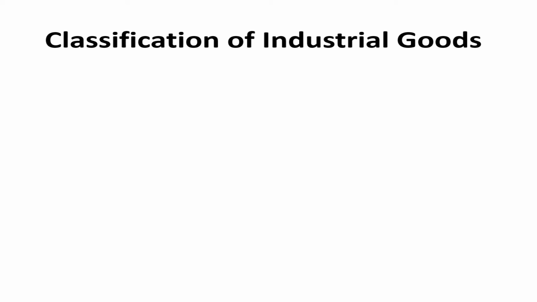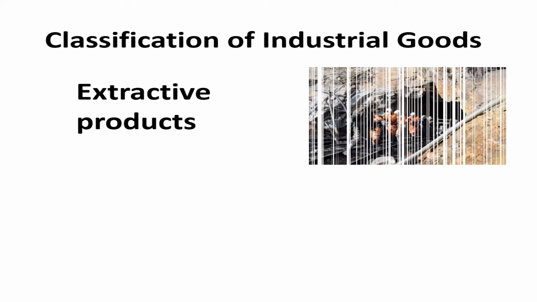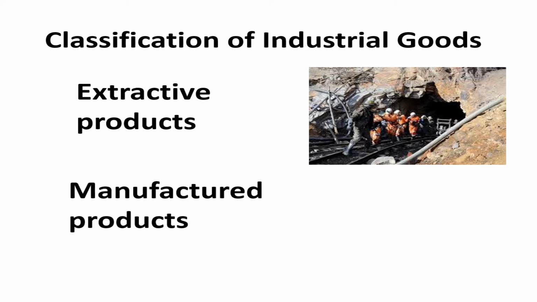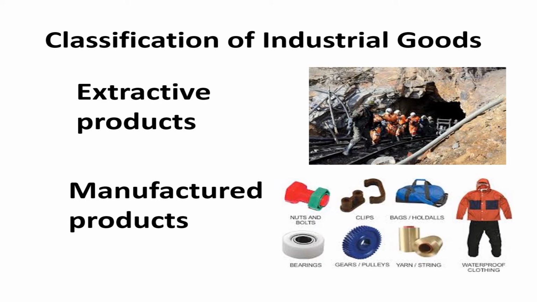Forests, mines, and quarries provide extractive products to producers. Most extractive products require some processing before purchase by the consumer. Manufactured products are those that have undergone some processing. The demand for manufactured industrial goods is usually derived from the demand of ultimate consumer goods.